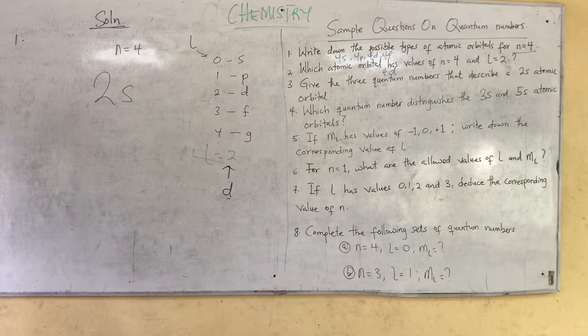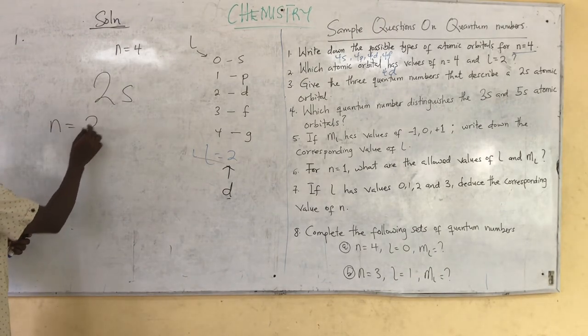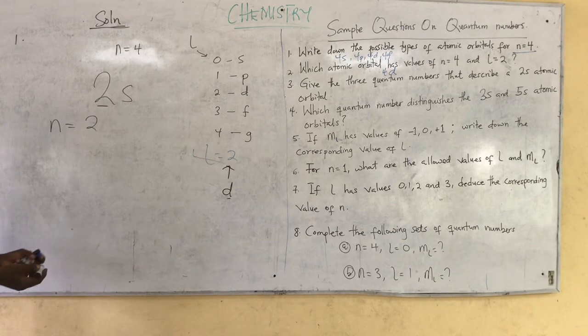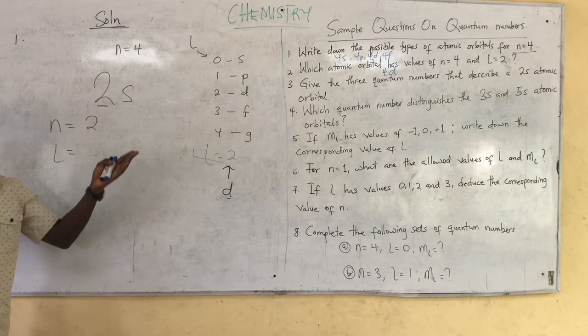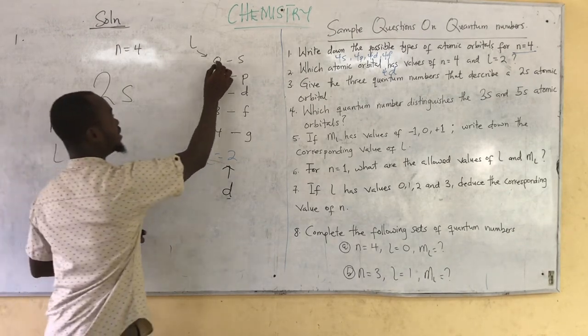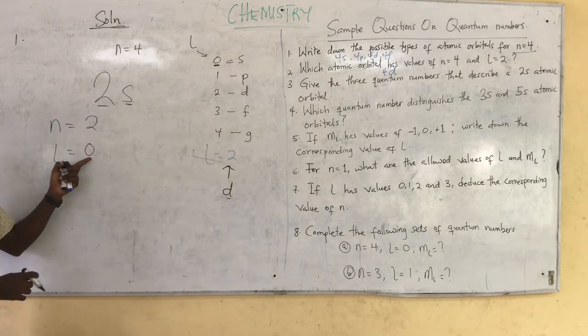So let's use 3 of the quantum numbers to describe the 2s atomic orbital. First of all, let's use the principal quantum number, that is n. So over here, n is equal to what? n is 2. This is the n value. Is that okay? Let's also use the L value, the azimuthal quantum number. What is the L value here? Our L value here is 0, because our 0 here represents the s orbital. Since it is the s orbital, our L value here is 0.